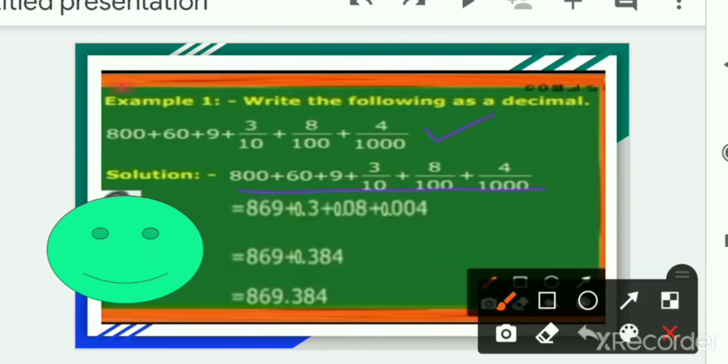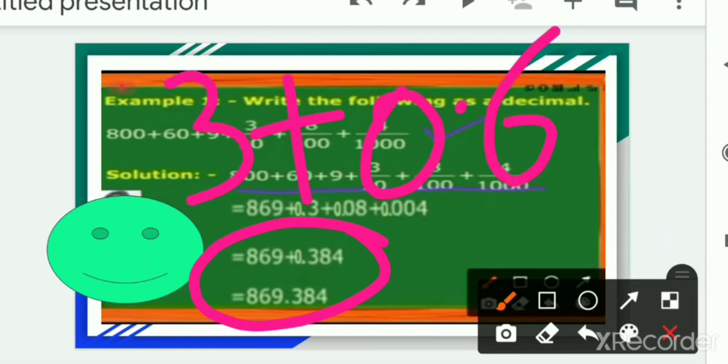So we have 869 plus 0.384. When we add these numbers, what will we get? I have already told you, if we are adding any number and any decimal point, we get that number and the point. So the answer we have is 3.6 for this.